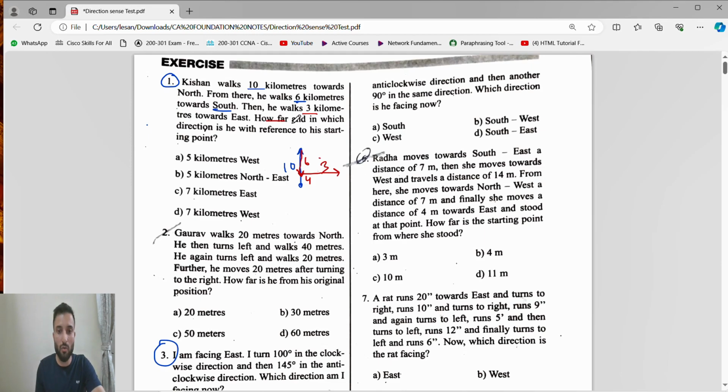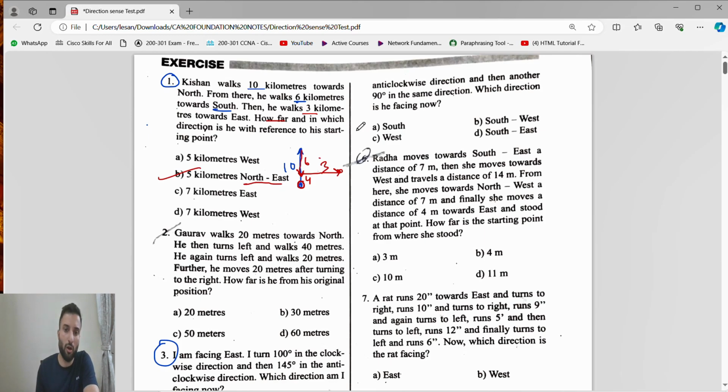So I asked how far and in which direction is he with reference to the starting point. So the starting point is here, he reached here. So which direction is this? Northeast. See guys, that is a very simple thing. You have to see the option. It started from here, now it is here. So north and east, northeast, right? So see the option, northeast. Answer is this. Done. Simple.